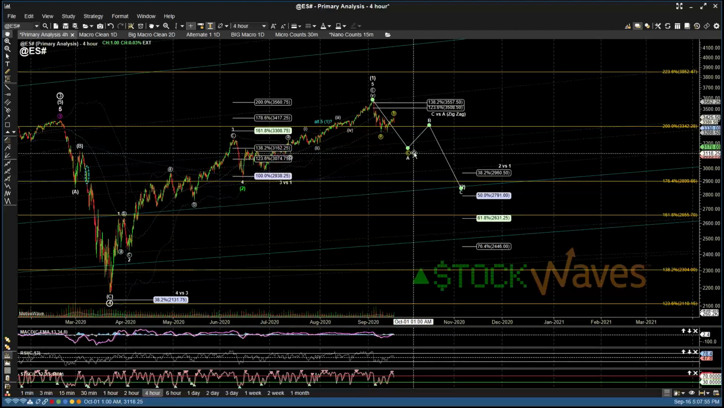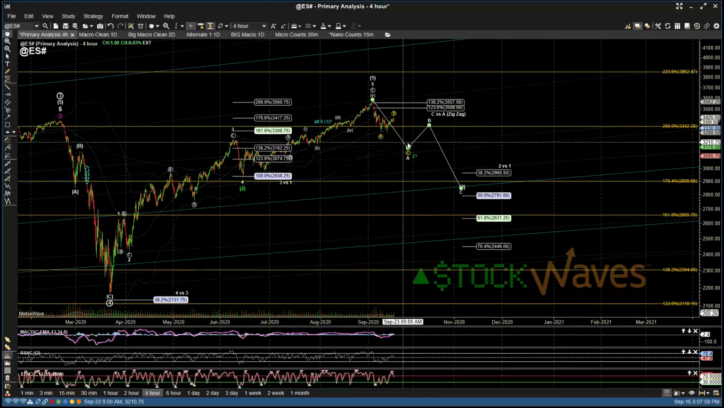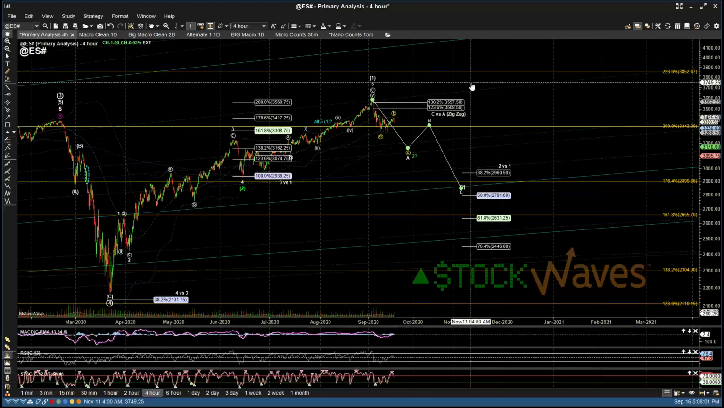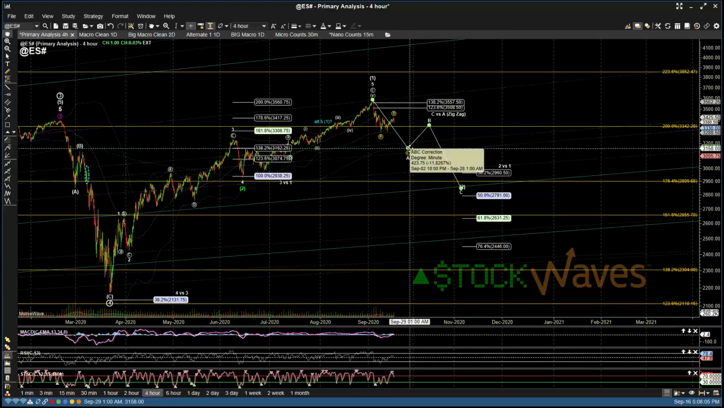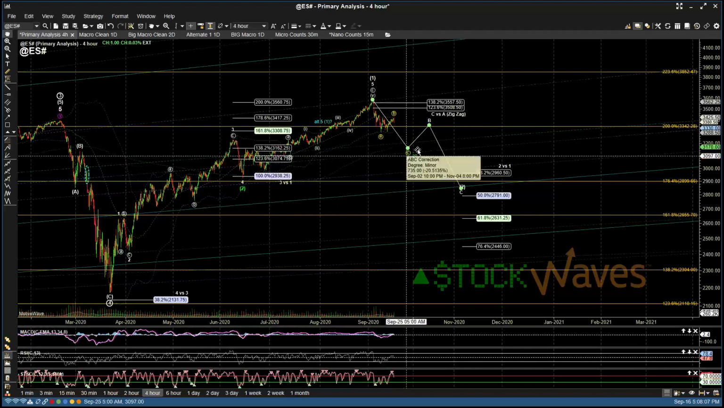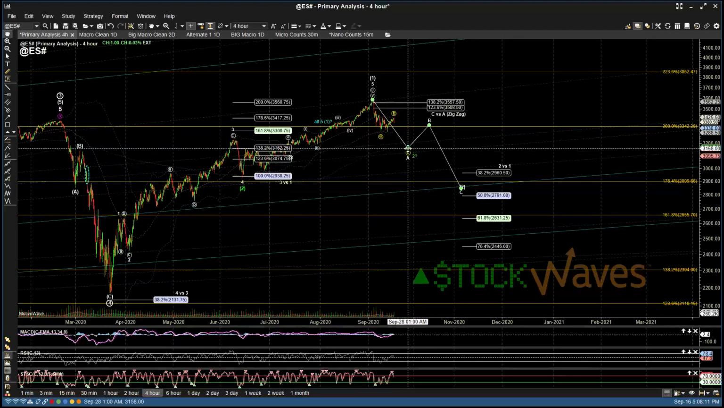Or this is the wave 2, and it will blast past this B wave target in the start of the third of the third. So either way you look at this, a drop down into the 31s is an excellent opportunity to be adding long exposure to equities.